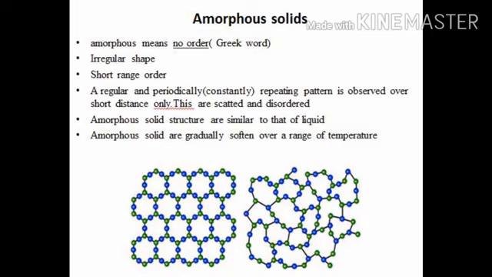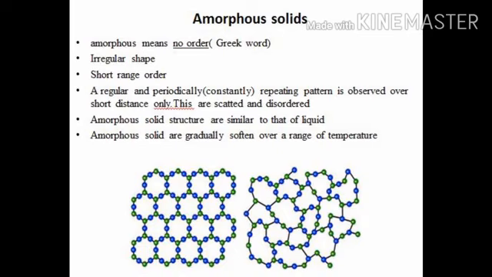Look at the second figure. The first one is crystalline. In the second figure, is there any regular order? No. Irregular shape and short range order. They do not continuously have the same shape. One shape is in one place, after that another shape, so they are continuously changing their shapes. This is the reason it is called a short range order arrangement.